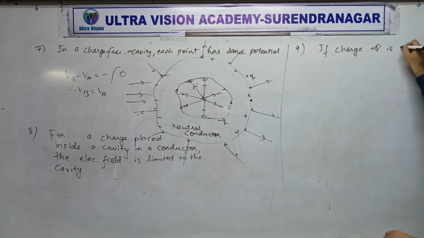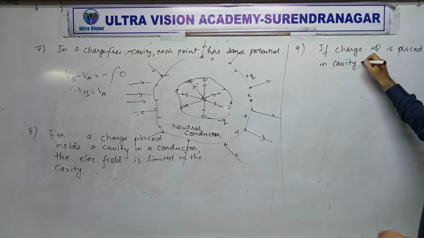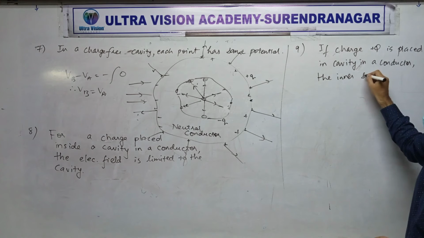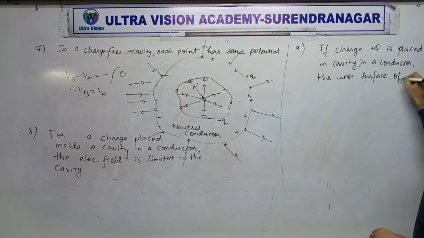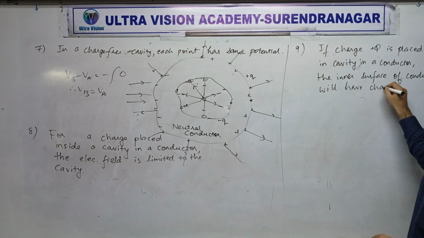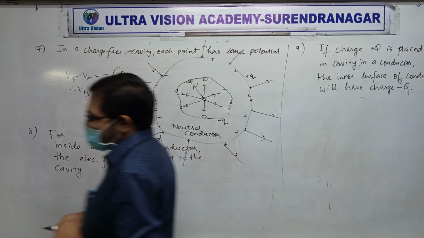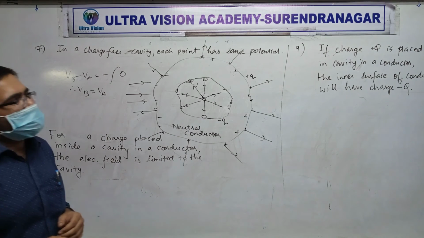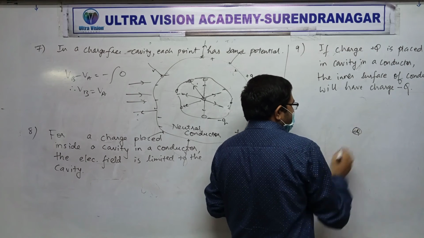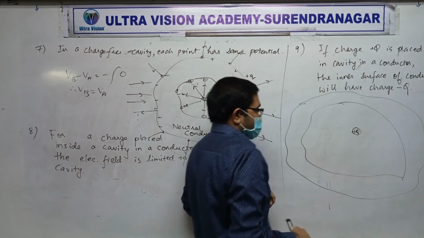If charge plus Q is placed in a cavity in a conductor, the inner surface of the conductor will have charge minus Q. Let's prove it. Suppose this is plus Q and this is some randomly shaped conductor body, okay, with this cavity.